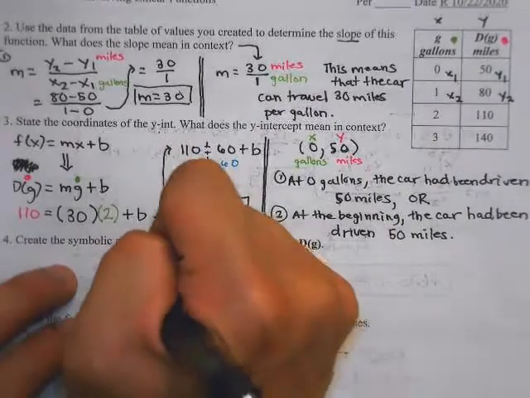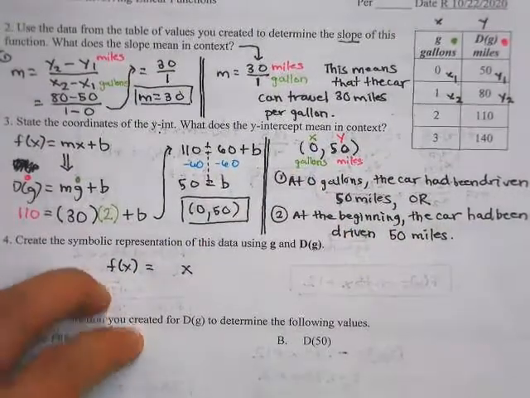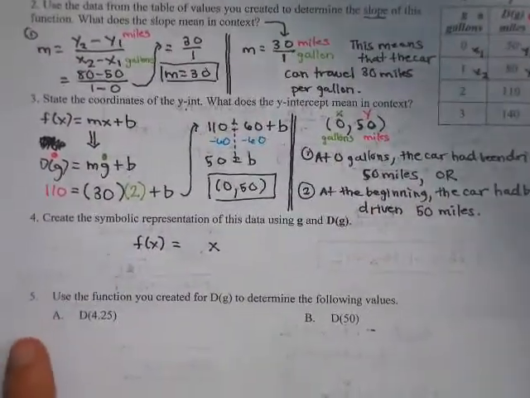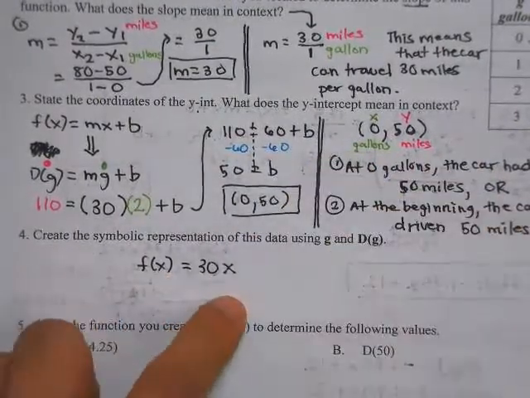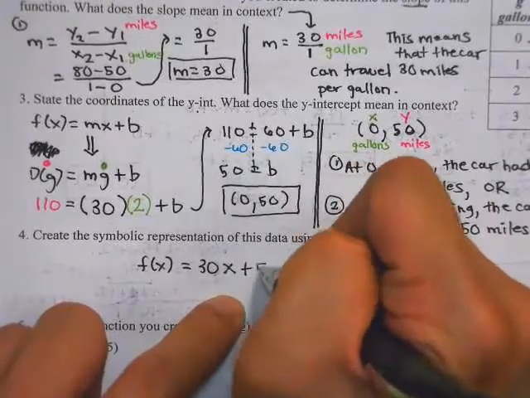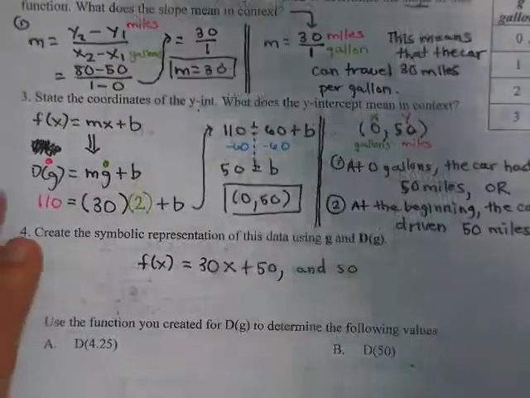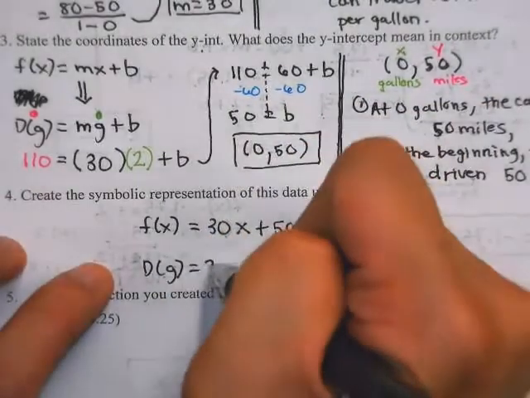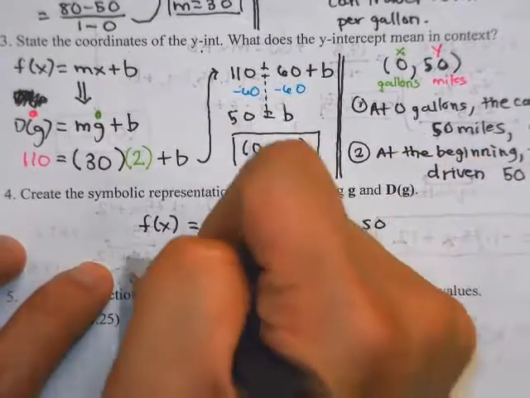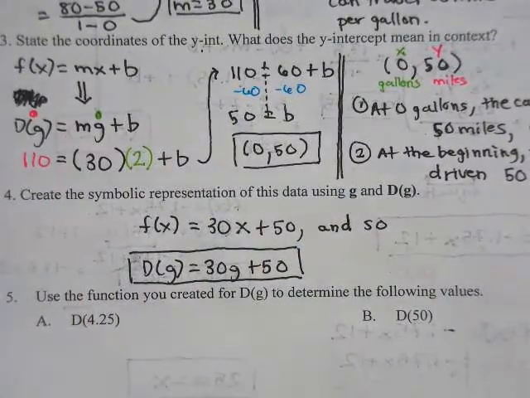Create the symbolic representation of this data using g and d of g. First, let's write it in x and f of x, and then we're going to change some of these things. What was the slope again? 30x. And what was the y-intercept again? Plus 50. But those are not the variables. So this will be it: d of g is equal to 30g plus 50. We just changed the variables because those are the variables that we have to use, d of g and g. Hopefully you can see that it's just a replacement of the name.